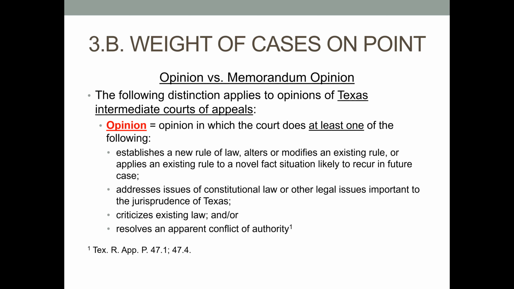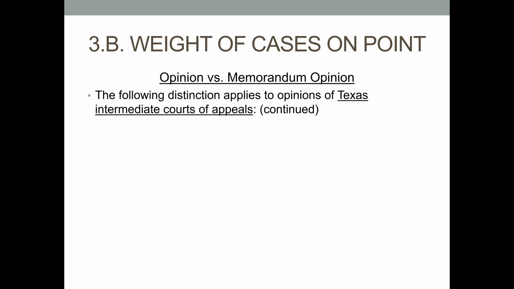And so the Texas Rules of Appellate Procedure now require Texas Intermediate Courts of Appeals to designate every one of their opinions as either an opinion, which would have to meet this standard here. It has to do at least one of these important things listed here. Or, and here is the other type of opinion, the Texas Court of Appeals would have to designate the opinion as a memorandum opinion instead. So it's got to have the word opinion at the top or memorandum opinion at the top.